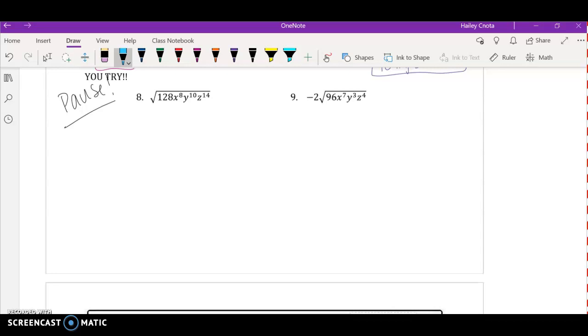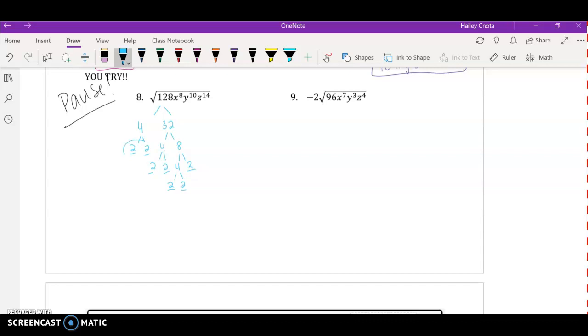So we have 128. I'm going to divide that by 4. So it's 4 and 32. 4 is 2 times 2. 32 is 4 times 8. 4 is 2 times 2. 8 is 4 times 2. Whole bunch of 2's here. And 4 is 2 times 2.